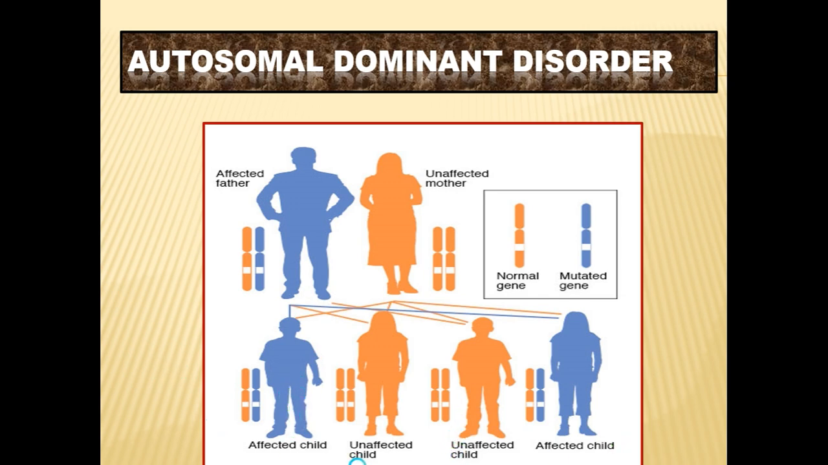So how do we count? If you see this, 50%: out of 4 children, 2 children are affected and 2 children are not affected. In that way we say that there is a 50% chance of transmitting the mutated gene from one generation to the other. Is it clear?